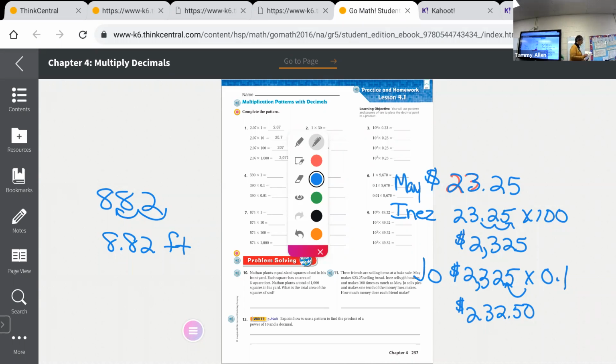Any questions, folks? Anybody have any questions for me? All right, so we understand the moving of the decimal point, is that correct? Yeah. Okay, good. So we're going to continue on with multiplying by decimals and a whole number. We're going to take a look on page 239, please.